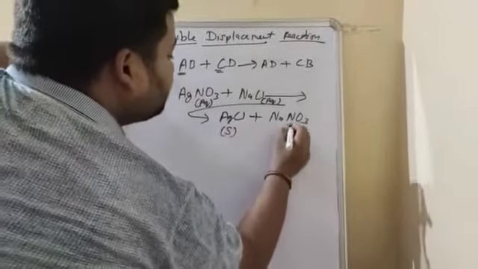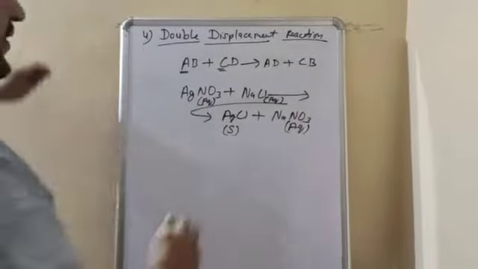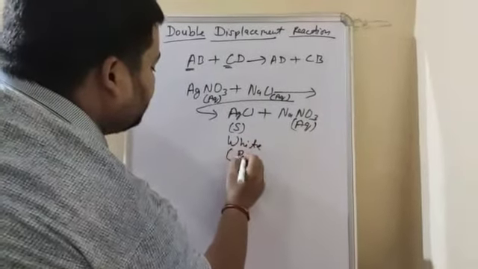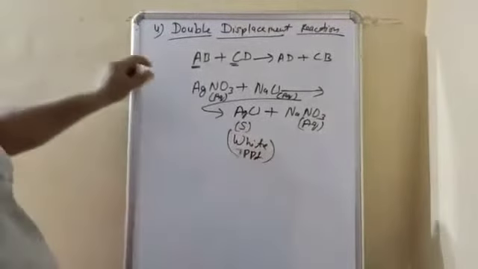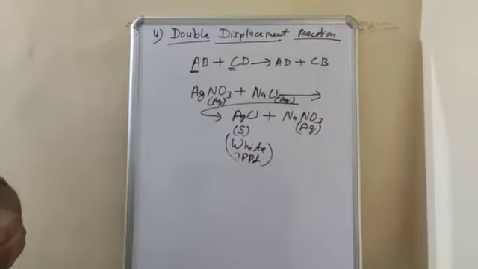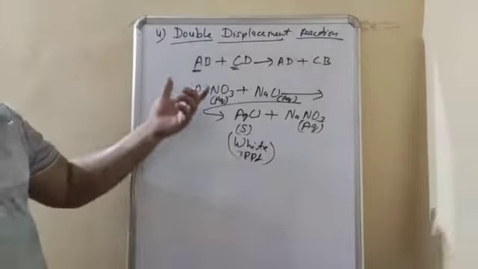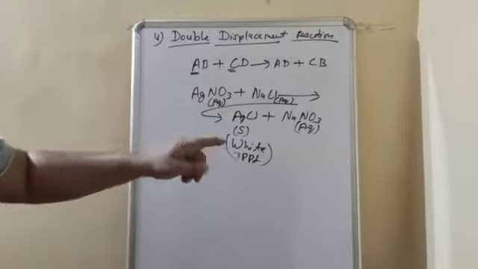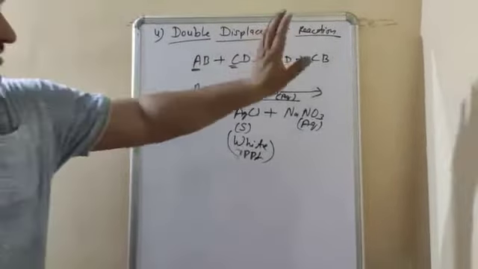So here AgCl is insoluble, which is a white precipitate. And this is an example of a precipitate reaction as well. What is a precipitate reaction? A precipitate reaction is a reaction in which two water soluble compounds react to each other and form one water insoluble substance.